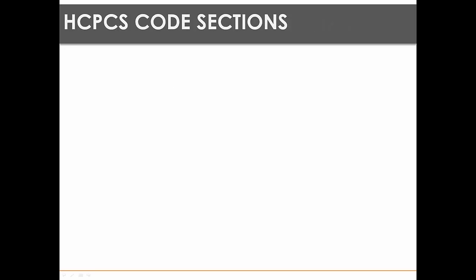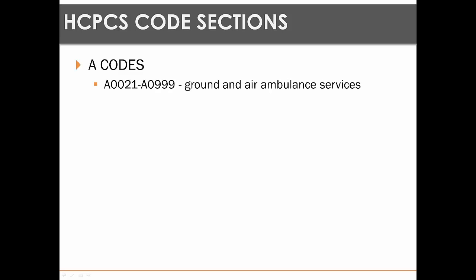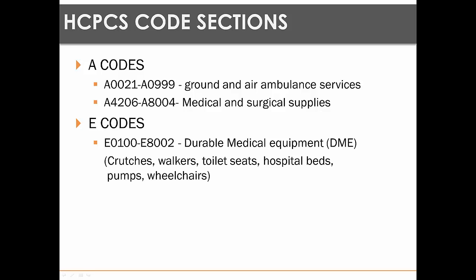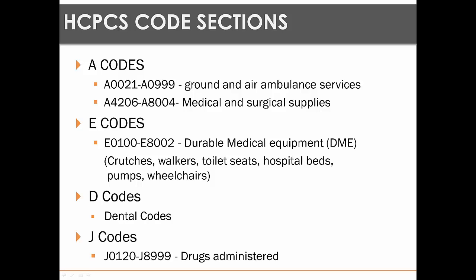I'm going to briefly run through some of the most used code sections. The A codes are for ground and air ambulance services and/or medical and surgical supplies. Your E codes are for durable medical equipment, things that patients can take home with them, crutches, walkers, wheelchairs. D codes are your dental codes, and J codes are for drugs administered. The J codes are for the actual drugs themselves, not the administration of the drugs.